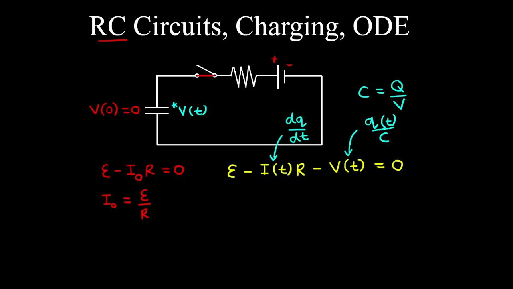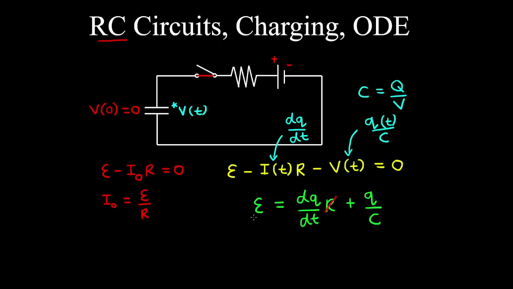So note that so far we've looked at circuits when the current in the circuit was constant. But now as we close the switch, the current is going to change with time until it reaches a steady state. So what we have is the electromotive force is equal to dq/dt by R plus Q on C.